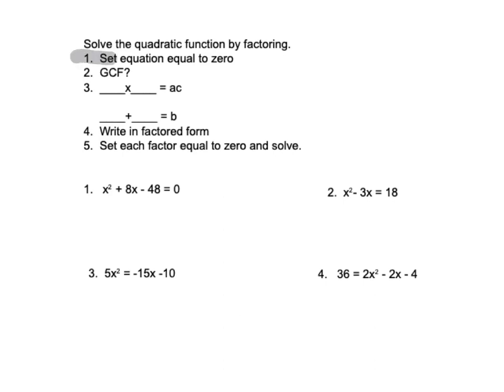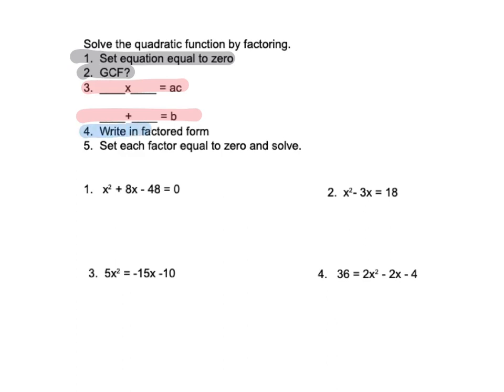The first thing we always want to do when we are solving is to get it set equal to 0, because we are finding the zeros of the function. Second, we want to look and see if there's a GCF. A GCF is a greatest common factor that we can take out of all the terms. And then we actually go ahead and factor, and if you think back to Algebra 1, you would say what times what equals A times C, and what plus what equals B. And we'll talk about how to do that.